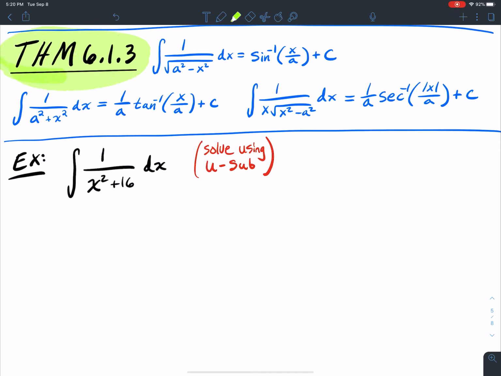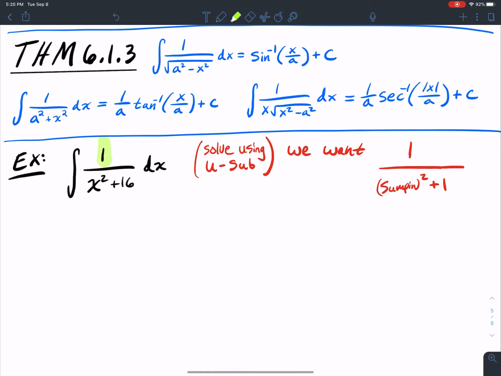I don't want you using these theorems here unless I tell you, hey, you can use this theorem, because it's kind of a cheat. So if I want to see work and I'm saying, use u substitution to solve this problem, what I'm about to show you is the technique that I'm looking for. Okay, so here's what I want.